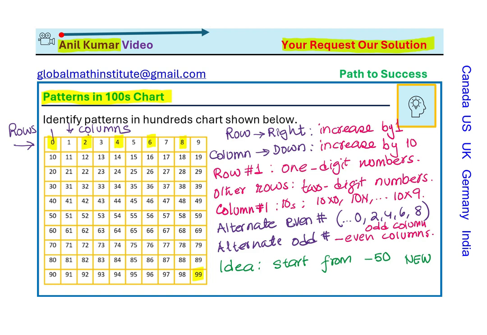Okay, great. So, can you figure out any times table here? Like 3 times 1 is 3, 3 times 2 is 6, 12.